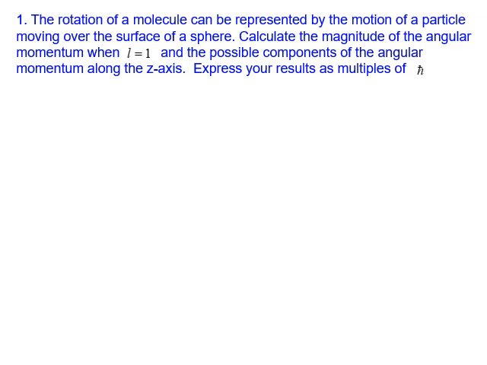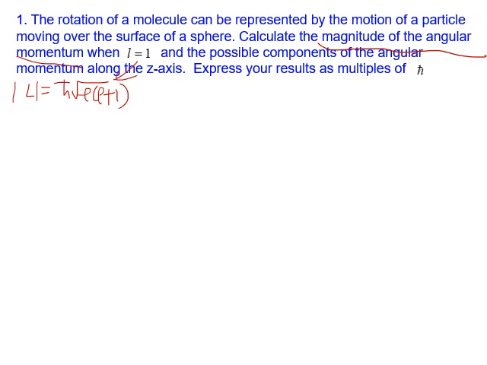Question number 1. The rotation of a molecule can be represented by the motion of a particle moving over the surface of a sphere. Calculate the magnitude of angular momentum when L equals 1. So from the rigid rotor, the angular momentum magnitude is calculated by h bar square root of L times (L plus 1). So you just plug in L equals 1, and you can calculate the magnitude of angular momentum.